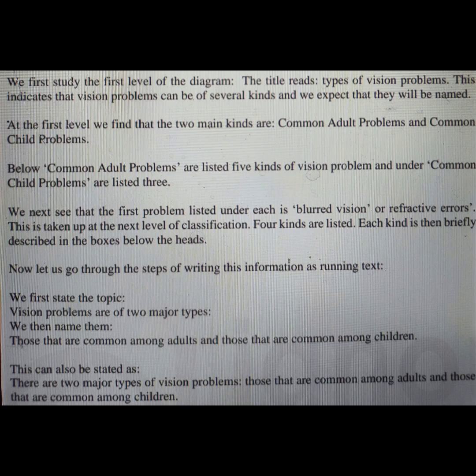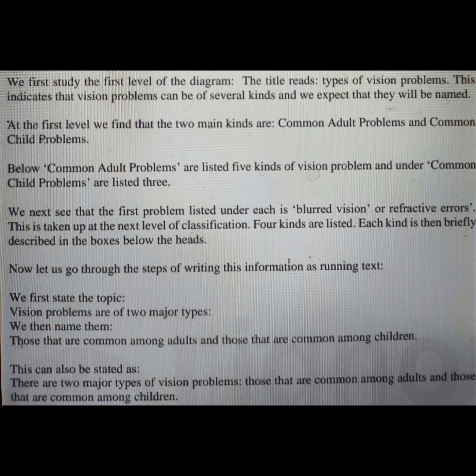At the first level we find that the two main kinds are common adult problems and common child problems. Below common adult problems are listed 5 kinds of vision problem, and under common child problems are listed 3. We next see that the first problem listed under each is blurred vision, or refractive errors. This is taken up at the next level of classification. 4 kinds are listed. Each kind is then briefly described in the boxes below the heads.